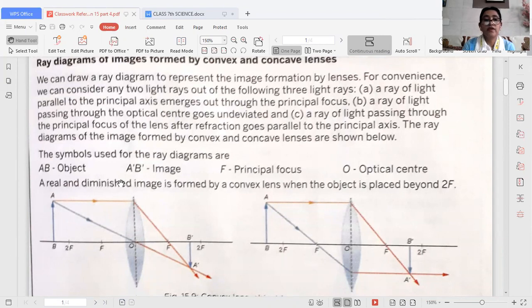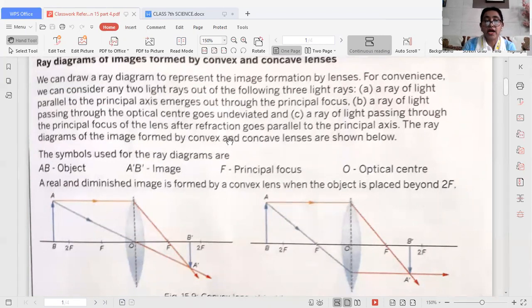First, a ray of light parallel to the principal axis emerges out through the principal focus. Second, we can take a ray of light passing through the optical center, which goes undeviated. And a ray of light passing through the principal focus of the lens, after refraction, goes parallel to the principal axis.